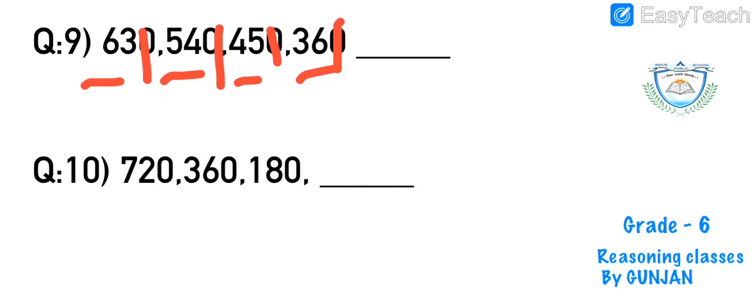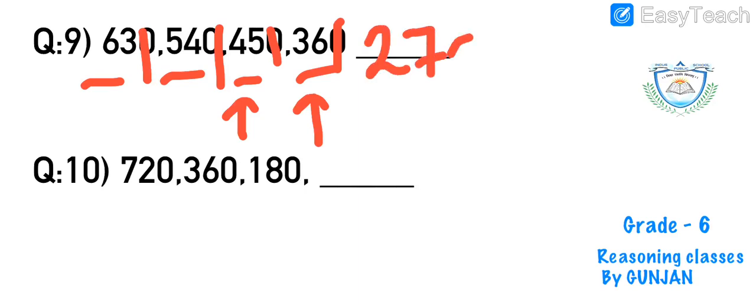See, this is 9 7s are 63. This is 9 6s are 54. This is 9 5s are 45. 9 4s are 36. So what should be here? 9 3s are 27 and a 0, because we have zeros also at the end of each and every number. Okay. Now the last question, which is written as 720, 360, 180.